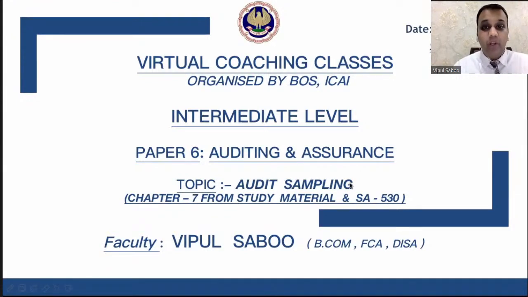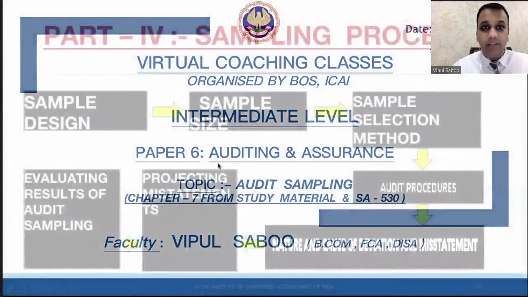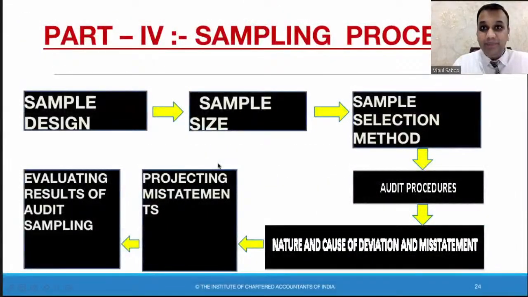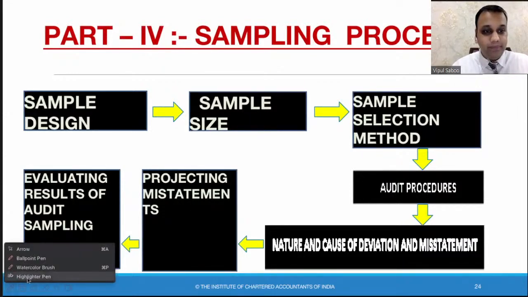Okay. So we left at the part of sampling process. We covered till sampling risk. Now, today we'll be starting with the sampling process. And I told you this is the last part, the more detailed part. How is sampling carried out? And here we have the steps.